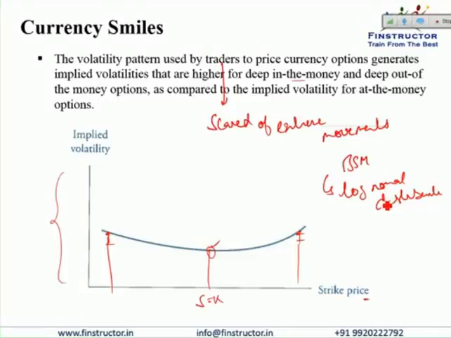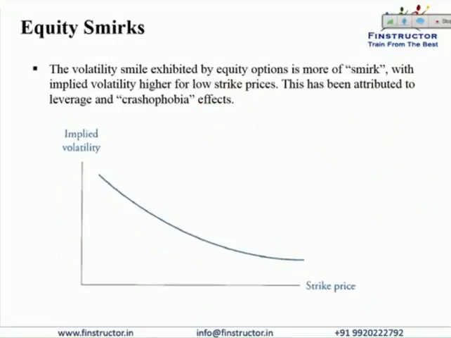So just understand that implied volatility in currencies exhibits a smile, that is, deep in the money and deep out of the money options have higher prices or higher implied volatilities than given by the Black-Scholes-Merton model, indicating that traders fear that extreme movements may be more likely. In the case of equity options, the volatility smile exhibited is more of a smirk. That is, for lower strike prices, the implied volatility comes out to be higher.